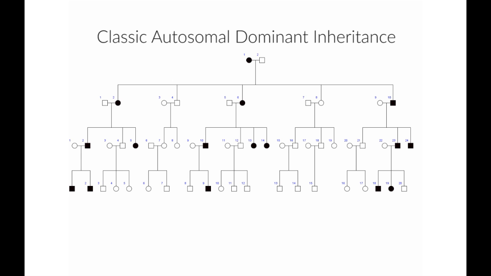This is an example of classic autosomal dominant transmission. We see examples of male-to-male transmission, male-to-female transmission, female-to-female, and female-to-male. The transmission occurs in a regular pattern from generation to generation, and if you were to count, you would see that about 50% of individuals at risk in fact show the phenotype.